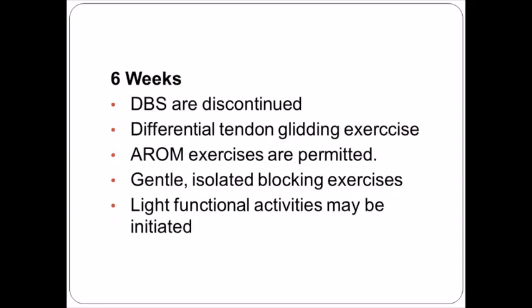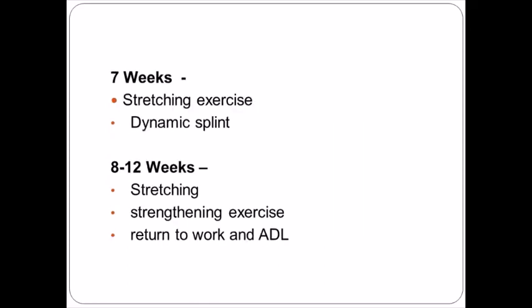At the 6th week, the dorsal blocking splint will certainly be discontinued, and differential tendon gliding exercises for FDS and FDP will continue, and active range of motion exercises will be permitted. Light functional activities will also be introduced. In the 7th week, you can go for stretching exercises, or you can apply the dynamic splint. And between 8 to 12 weeks, there will be strengthening exercises, and the patient will return to work and educate.